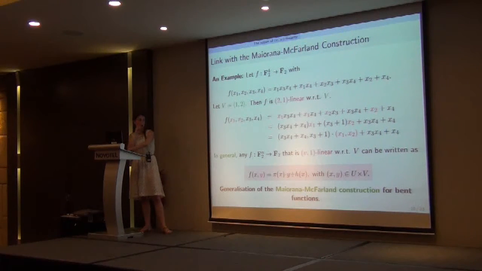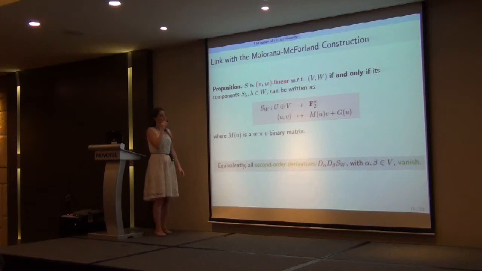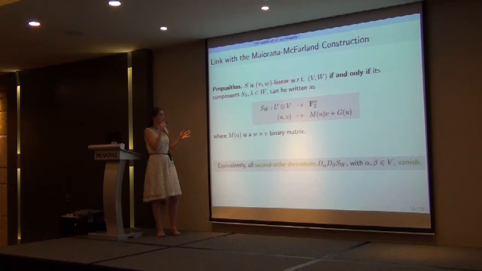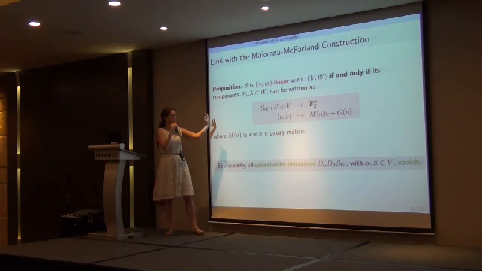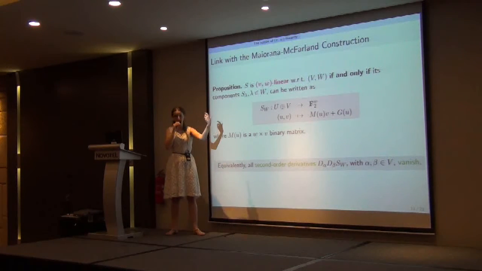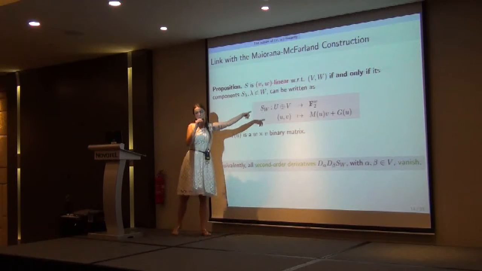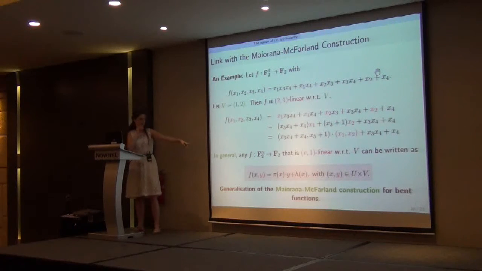So we can prove, by using the same type of arguments, that a function is VW linear for some subspaces V and W if and only if all its components, if we write all the components as such a vector that we call S, have this form, which is just a generalization of the previous form.